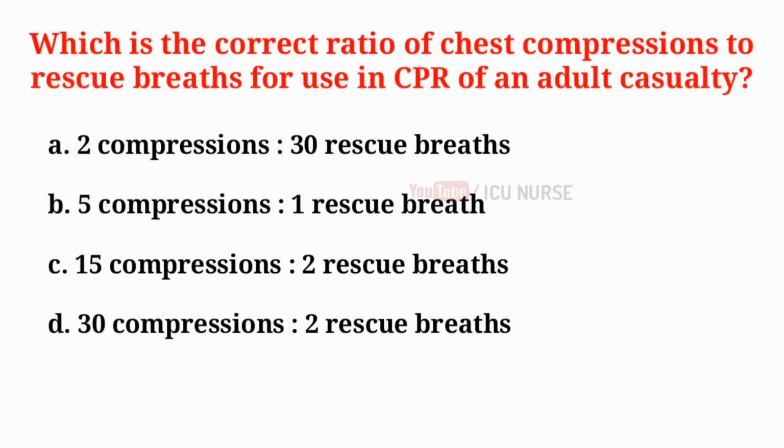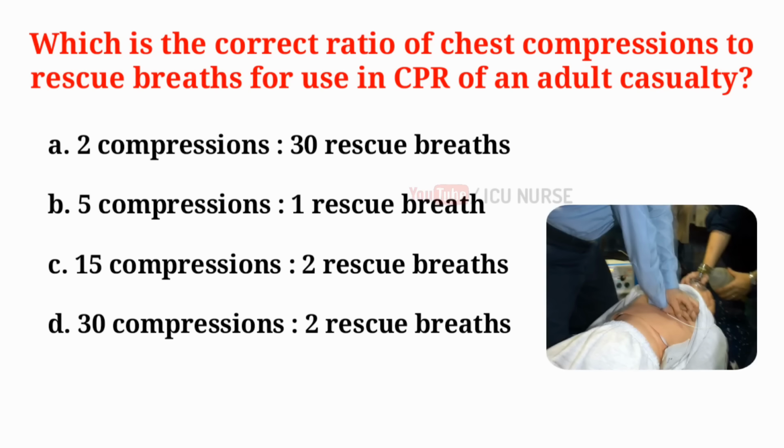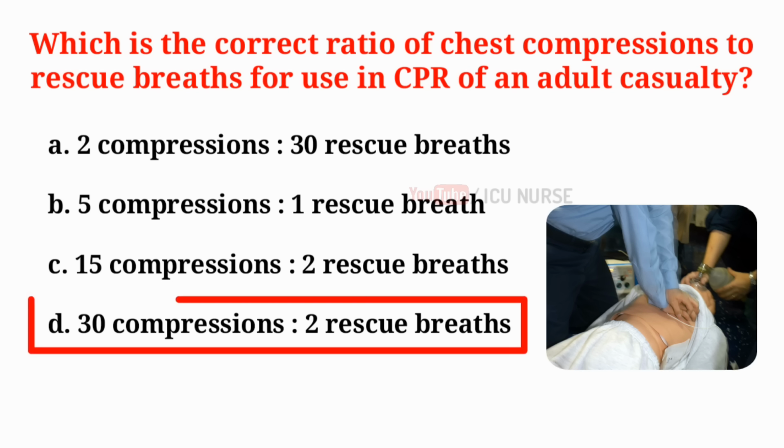Which is the correct ratio of chest compressions to rescue breaths for use in CPR of an adult casualty? A. 2 compressions, 30 rescue breaths. B. 5 compressions, 1 rescue breath. C. 15 compressions, 2 rescue breaths. D. 30 compressions, 2 rescue breaths. And the correct answer is D. 30 compressions, 2 rescue breaths.